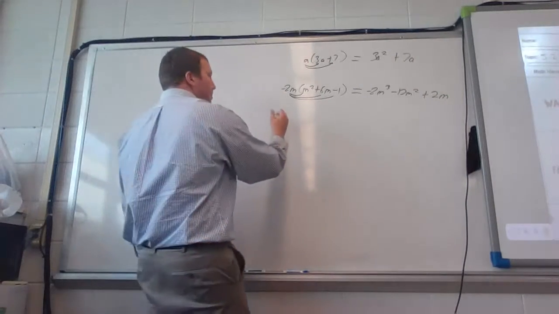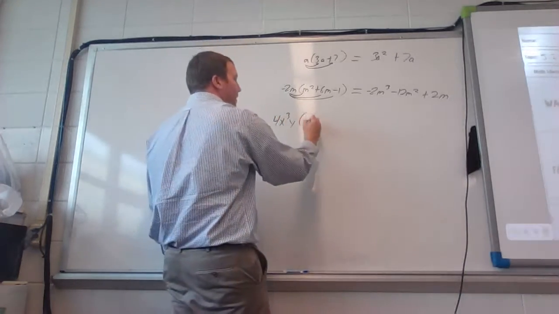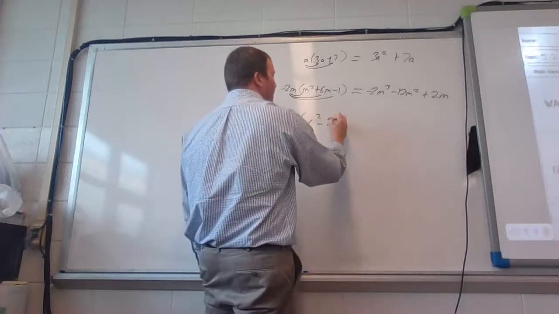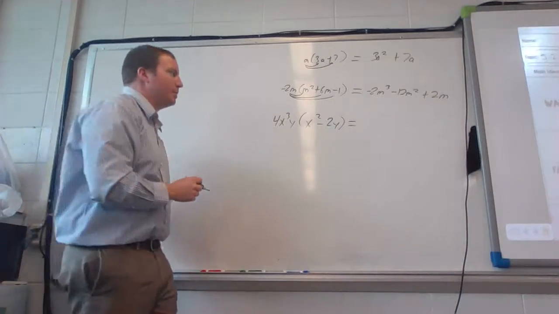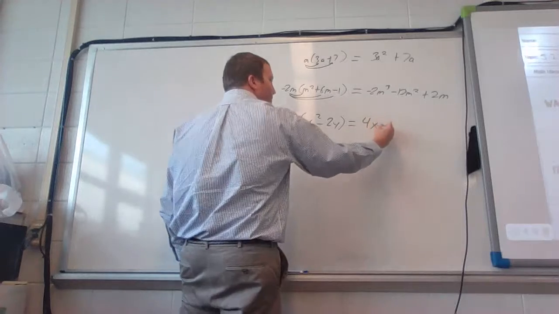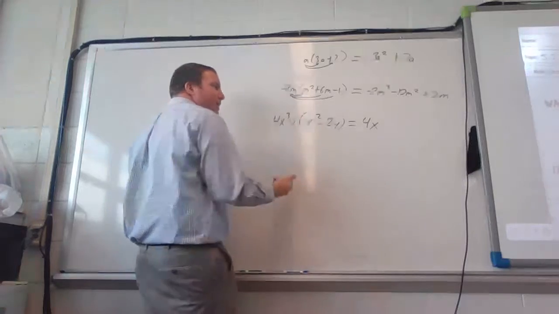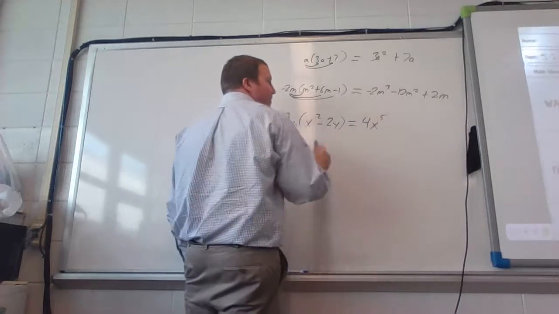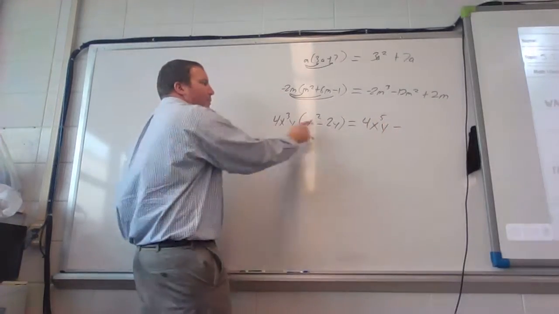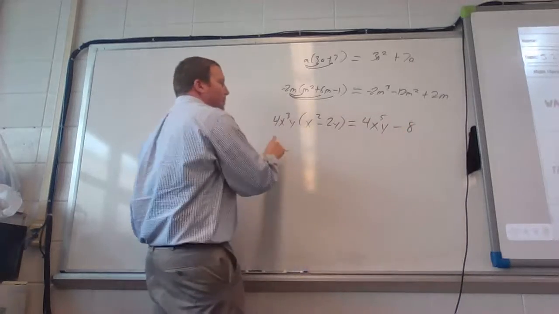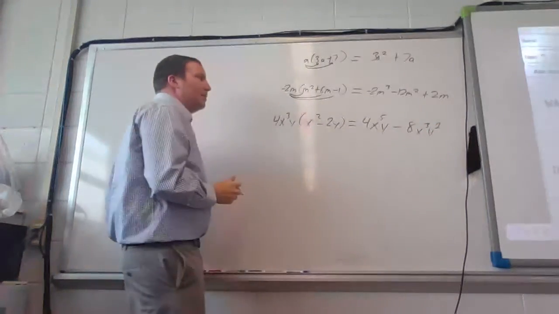Then our last, we got 4x cubed y times x squared minus 2y. Again, distribute, even though we have two variables, we just treat it like we always have. So we got 4 times a 1 gives us 4x cubed times x squared. We add our exponents together. So that's going to give us x to the 5th. We don't have a y there, so we just have our y. Then minus 4 times 2, 8, x cubed stays x cubed, and we get y squared.